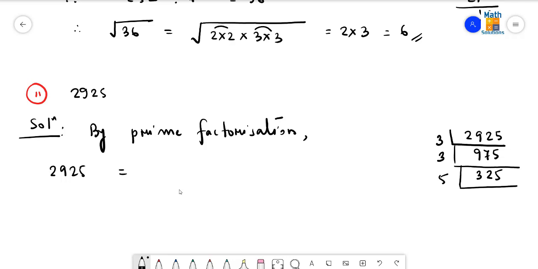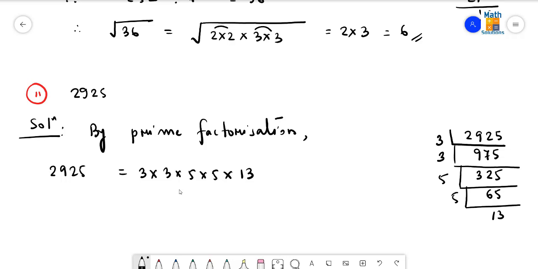Since the units place is 5 in 325, this number will be divisible by 5. We can proceed with 6 5s are 30, then 5 5s are 25. Then again by 5, 5 13s are 65. So what I can write here is 3 into 3 into 5 into 5 into 13.